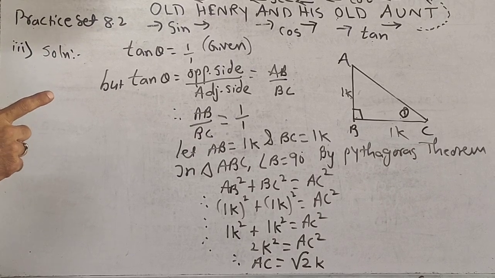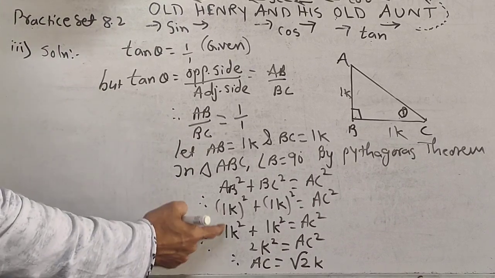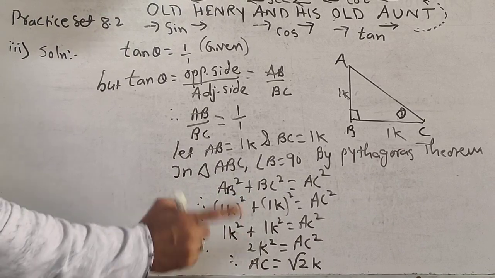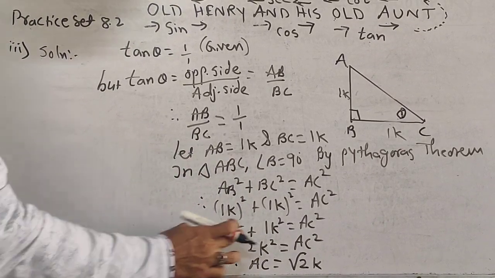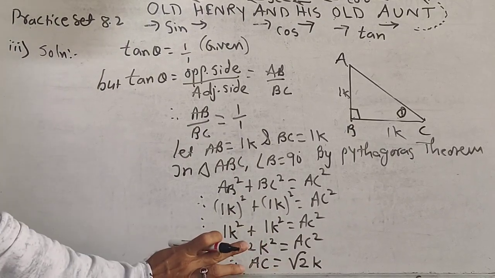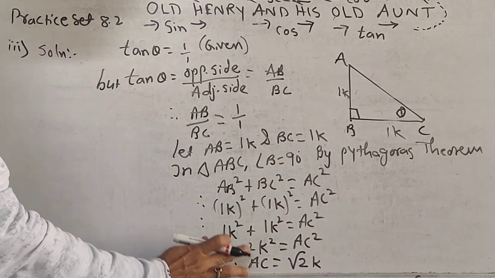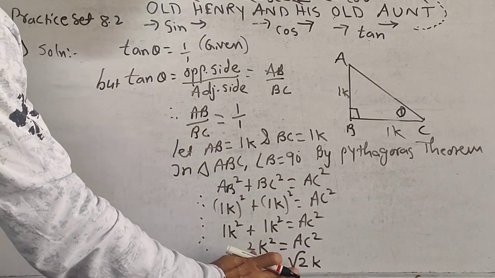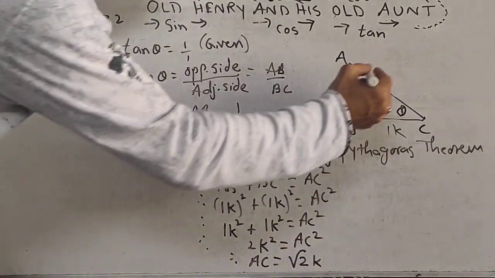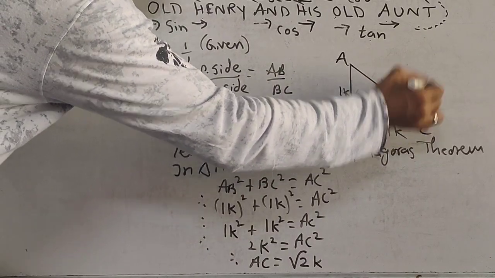Is that clear to all of you? 1 का स्क्वायर 1 होता है, k स्क्वायर का k स्क्वायर सेम, अल्फाबेट का स्क्वायर सेम रहता है. 1 plus 1 is 2, 2k square. Okay, how to remove the square root? 2 का स्क्वायर रूट नहीं निकलता है, तो अंडर रूट में रहेगा, root 2k. So AC, you got now, root 2k.